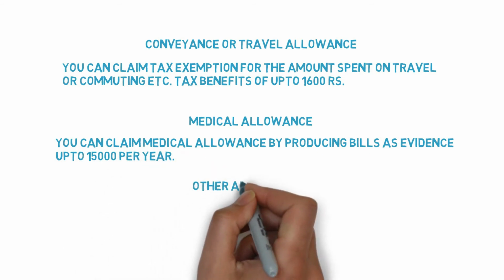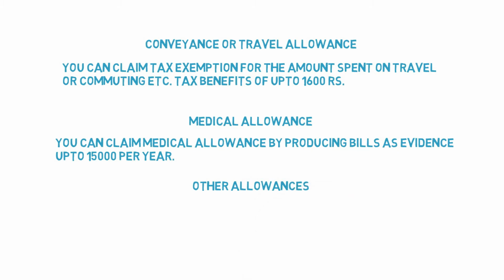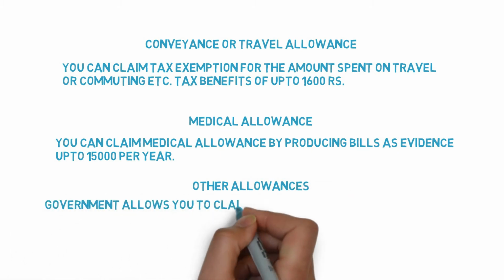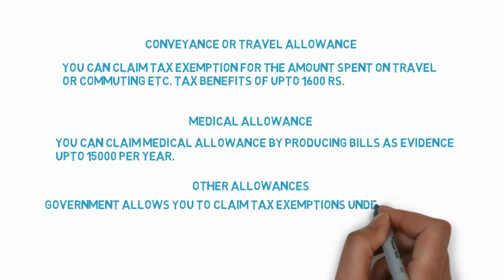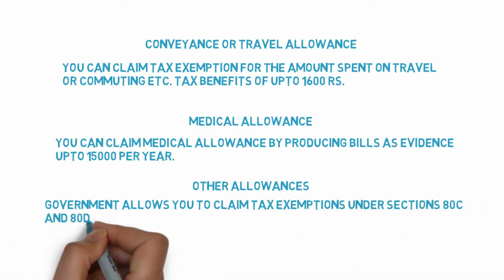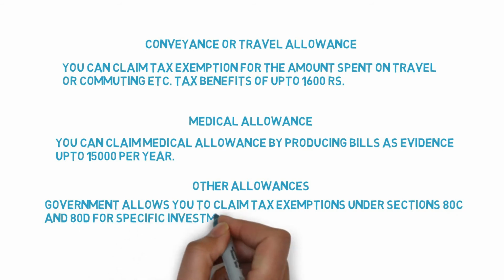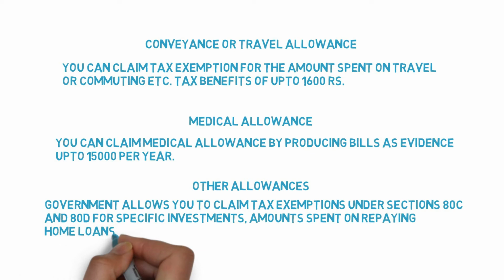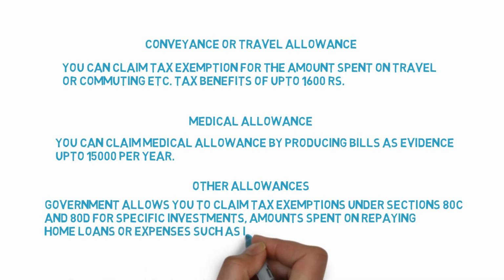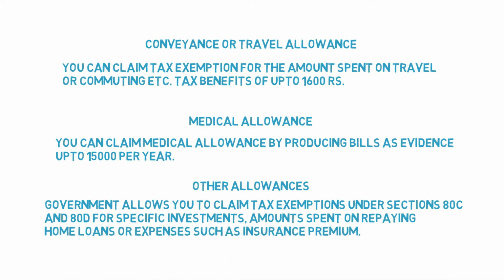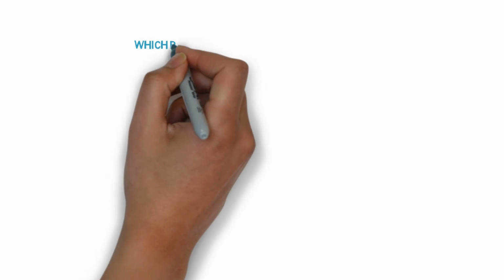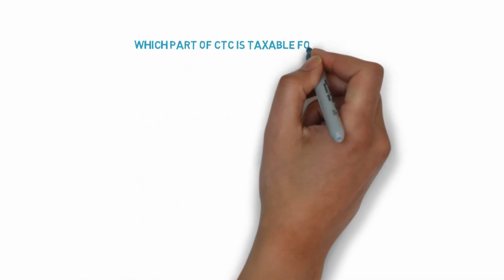Other allowances. The government allows you to claim tax exemptions under sections 80C and 80D for specific investments, amounts spent on repaying home loans, or expenses such as insurance premium. Before making any TDS, an employer must obtain a declaration and proof of investment from the employees. There are maximum limits to the amount that can be declared for exemption. So which part of CTC is taxable for employees?